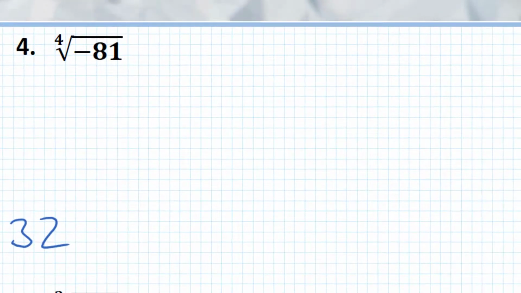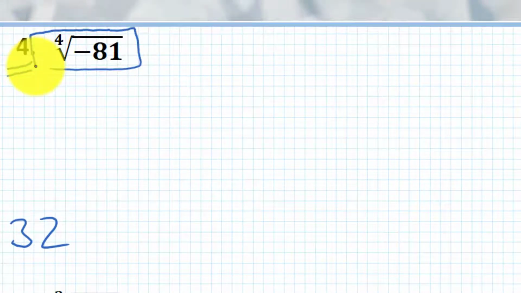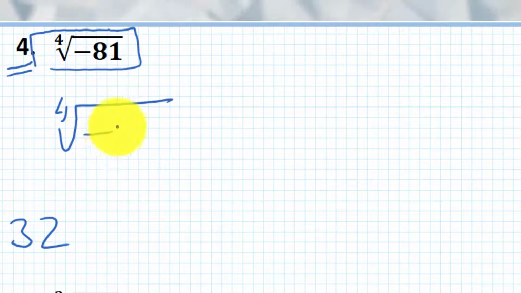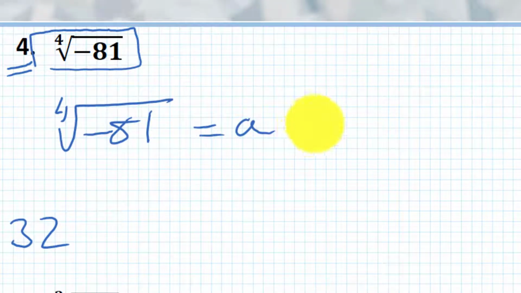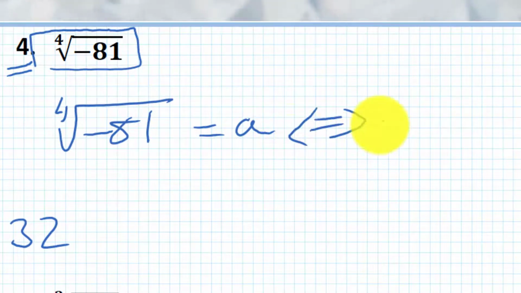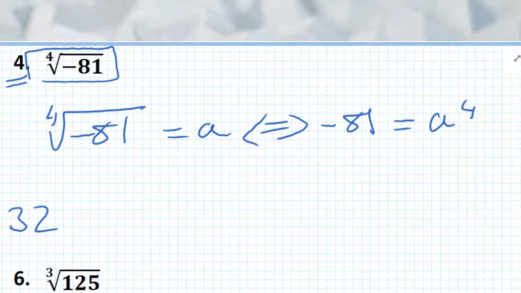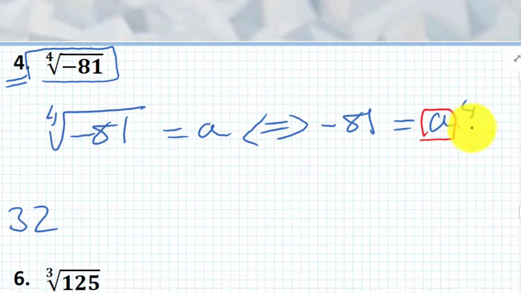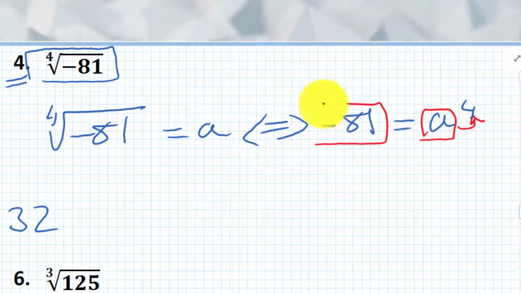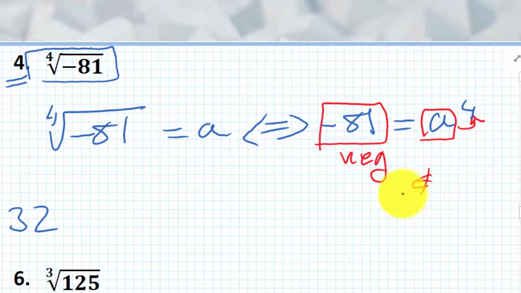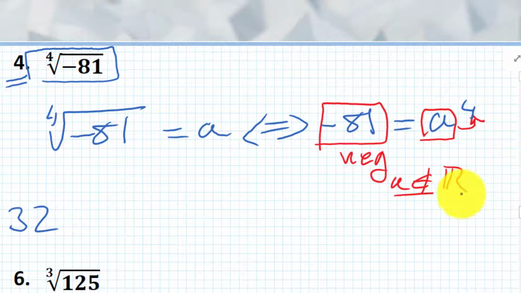All right, the next one is example number 4. I have to find the fourth root of negative 81. Well, that's going to be a tricky one, right? Check it out. So suppose the fourth root of negative 81 is equal to a. This statement is equivalent to negative 81 equals a to the fourth. Wait a minute. A number raised to the power of 4 equals a negative number? That is not possible in the set of real numbers, right? So a cannot be a real number.